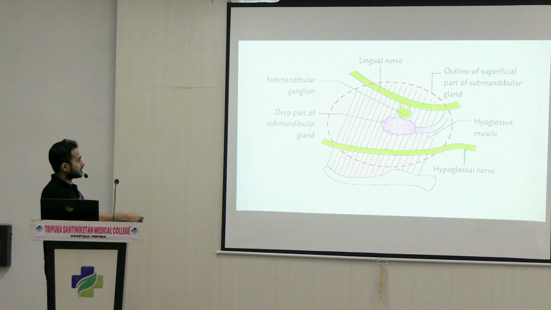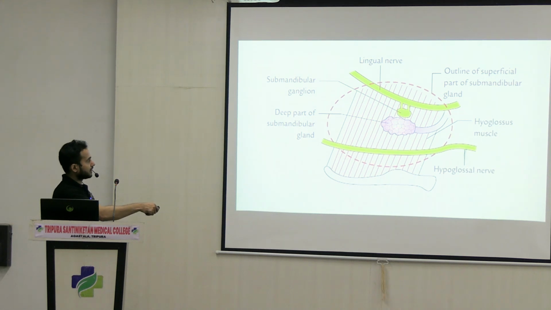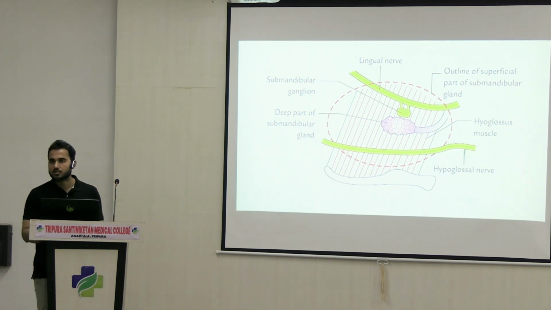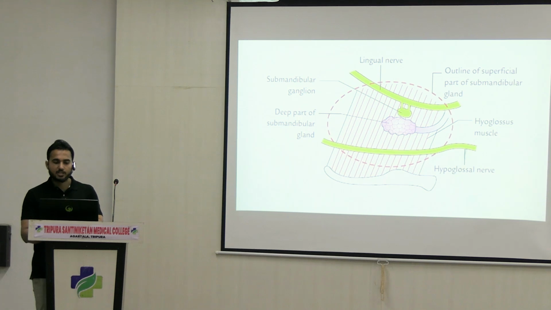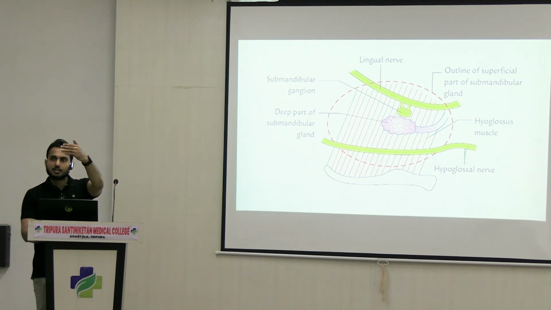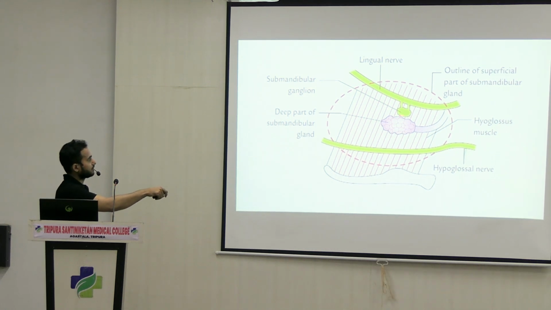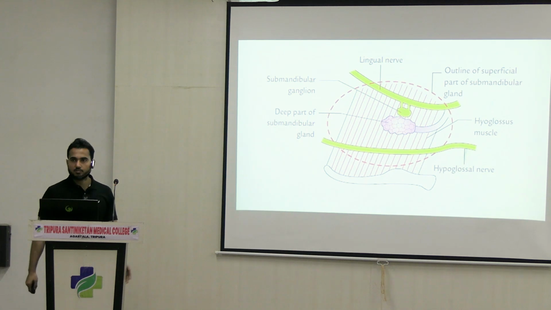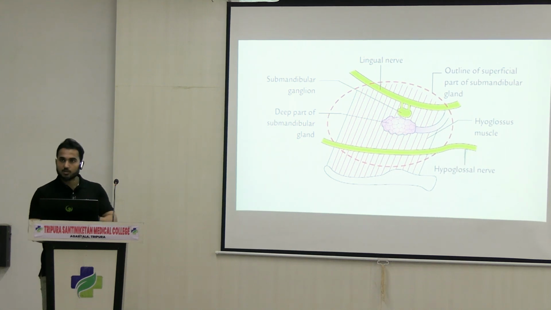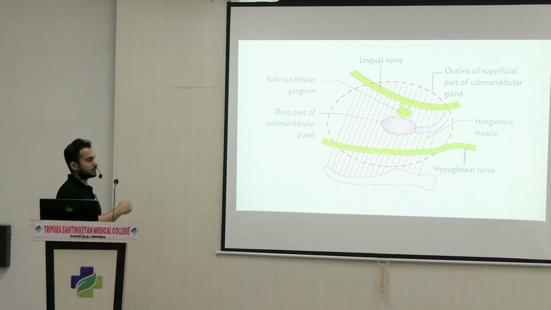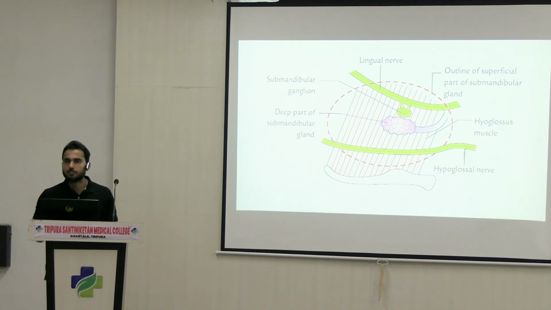So here you can see this is the deep part of the gland. Now, the deep part of the gland, you can see it is lying on which muscle? This is the hyoglossus muscle. So medially the hyoglossus muscle will be there. Now what will be laterally? Laterally will be the mylohyoid muscle. Next, if you see above the deep part of the gland, what are we getting? The lingual nerve and the submandibular ganglion, which we have discussed just now. And below the deep part of the gland, we are getting the hypoglossal nerve. These are the relations of the deep part.